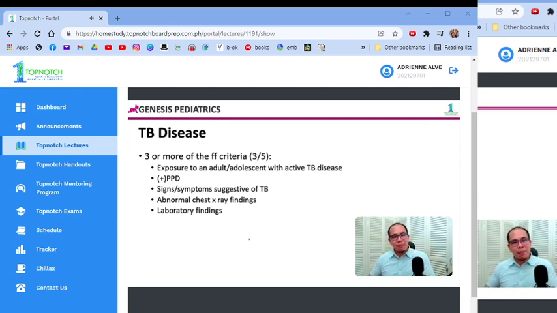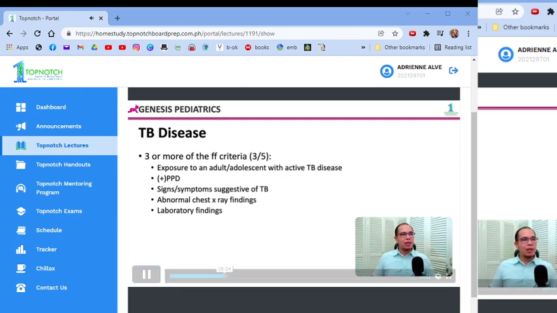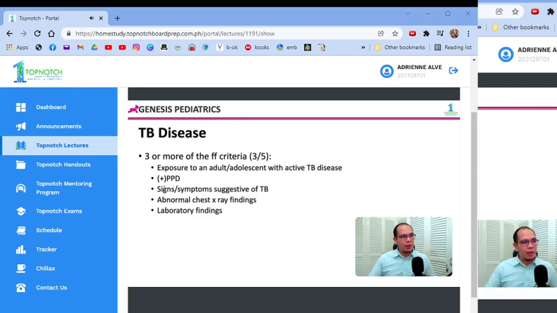Okay? So, in practice, depending kung saan kayo practice, kung kompleto kayo lahat ng mga tests, yung iba gumagamit ka ng IGRA, yung mga mas bagong test in replacement of TST. Okay? So, usually here in the province, hanggang dito kami, yung 4 na yan. Okay? If you're able to fulfill 3 already, then you can classify na as disease siya. Okay? So, pag nag-PPD positive mo, mga exposure yan. So, exposure check, PPD check, symptoms check, X-ray check. Kung more than 3 ka na, 3 out of 5, you treat the patient as TB disease.